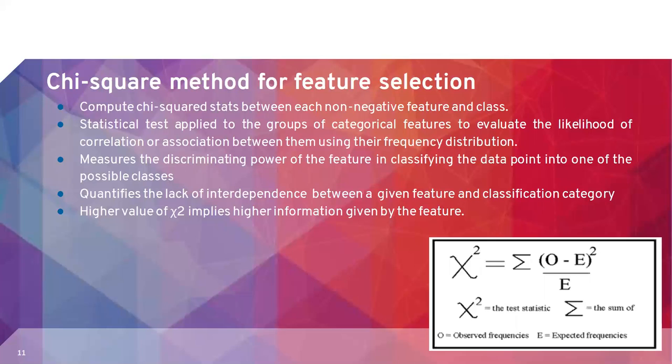Chi-square method for feature selection computes the chi-square stats between each non-negative feature and class, and quantifies the lack of interdependence between a given feature and classification category. The higher the value of chi-square, the higher the information given by the feature.